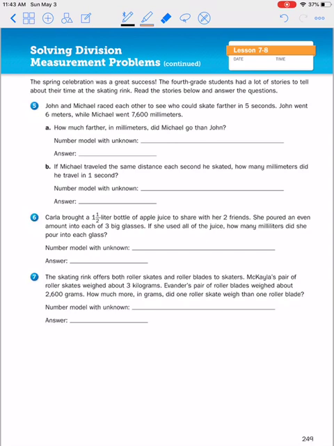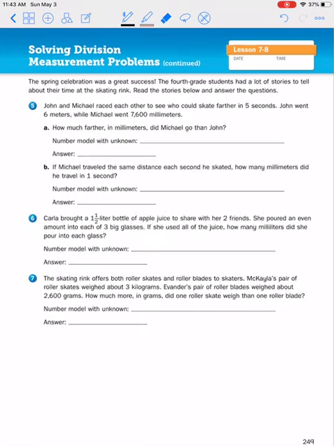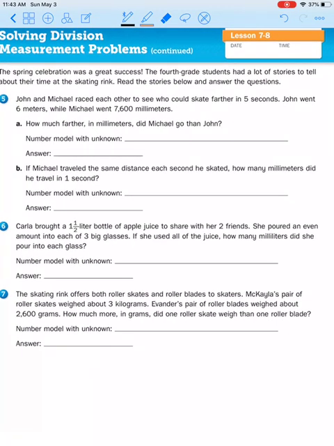So let's get started. It says the spring celebration was a great success. The 4th grade students had a lot of stories to tell about their time at the skating rink. Read the stories below and answer the questions. Number 5. John and Michael raced each other to see who could skate farther in 5 seconds. John went 6 meters while Michael went 7,600 milliliters.